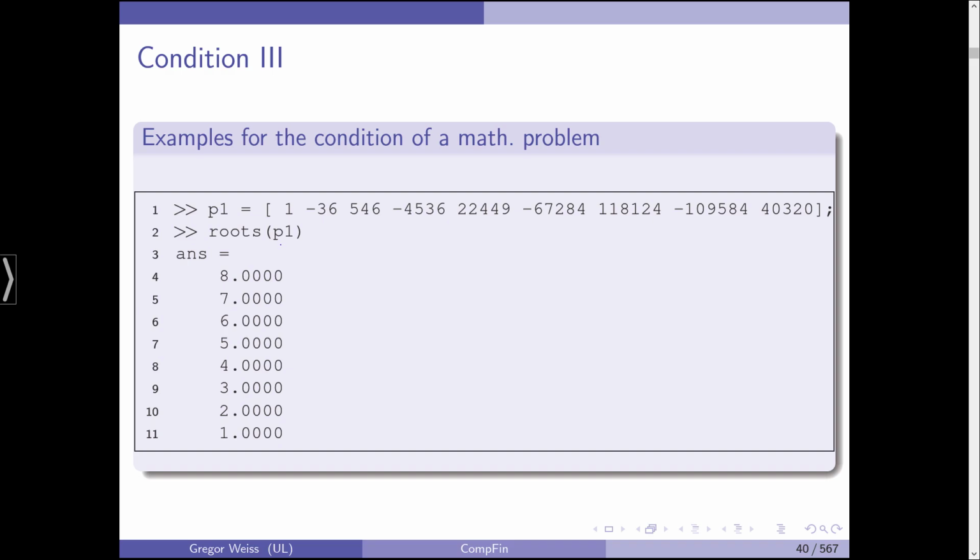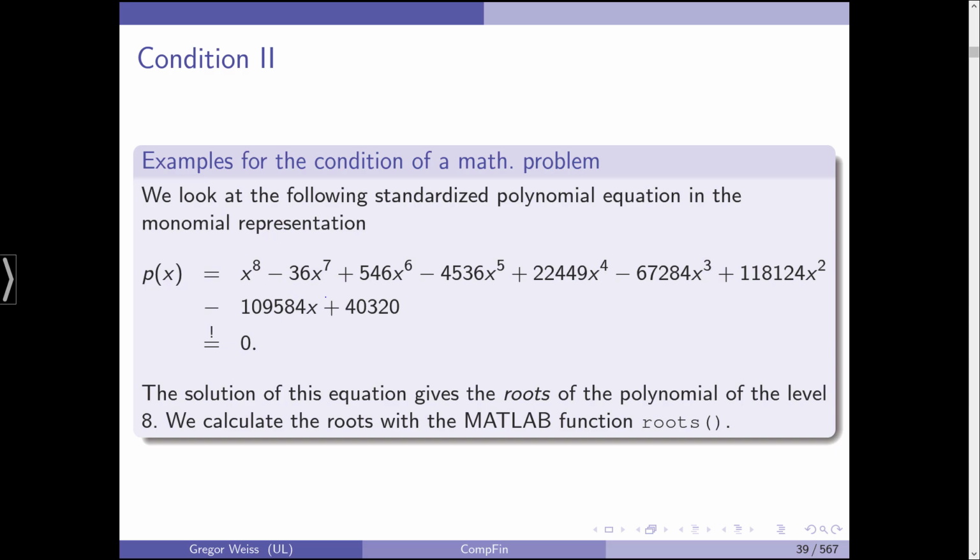This is P1. We solve for the roots of P1, and as an answer we get 1, 2, 3, 4, 5, 6, 7, 8. And again, we only give out 4 decimal places here, so we probably have some rounding errors at later decimal places. And you can imagine that this polynomial was actually created in such a way so that it has the roots 1, 2, 3, 4, 5, 6, 7, 8. So these 8 roots are the exact solution to this equation.